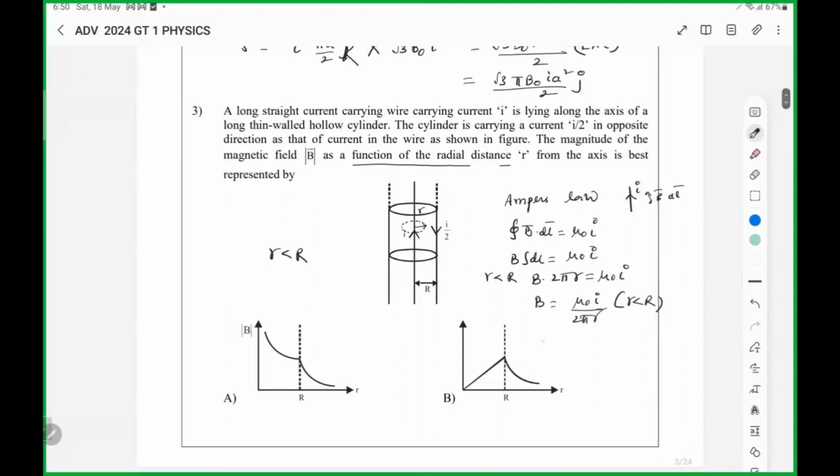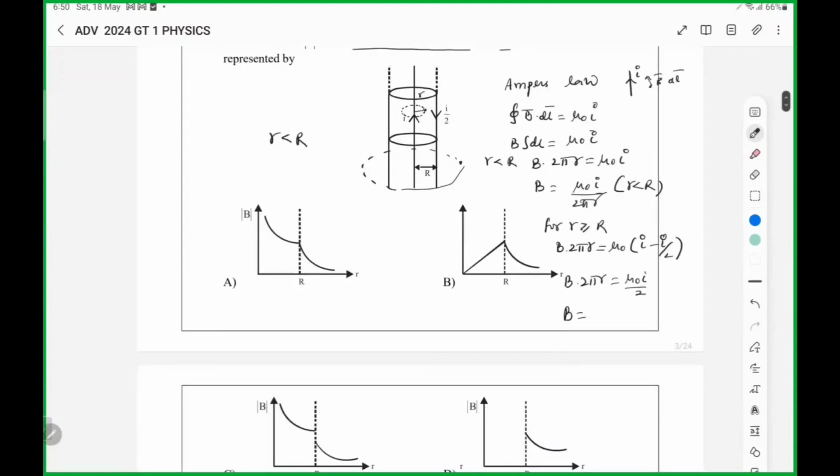Now, for r greater than or equal to R, mu naught B into 2 pi r equals mu naught times the net current. One current is in the upward direction, the other current is in the downward direction. B into 2 pi r will be mu naught I by 2. So B here is mu naught I by 4 pi r. So this is outside or on the surface.